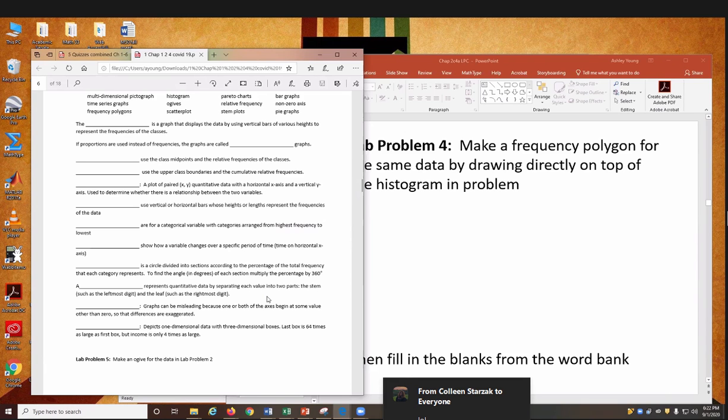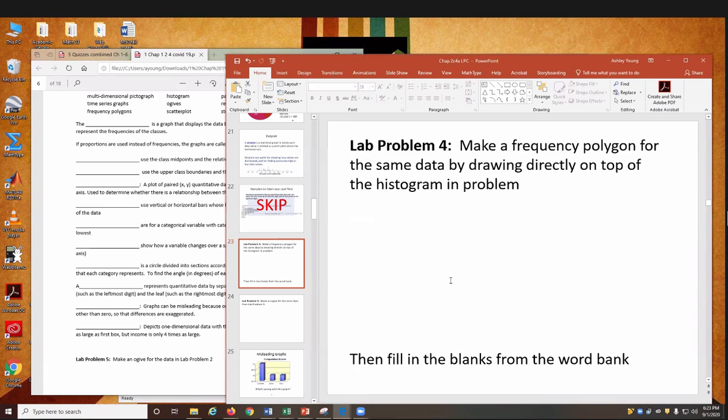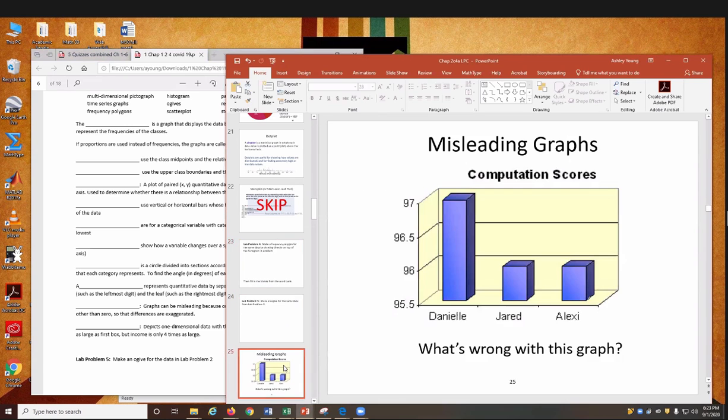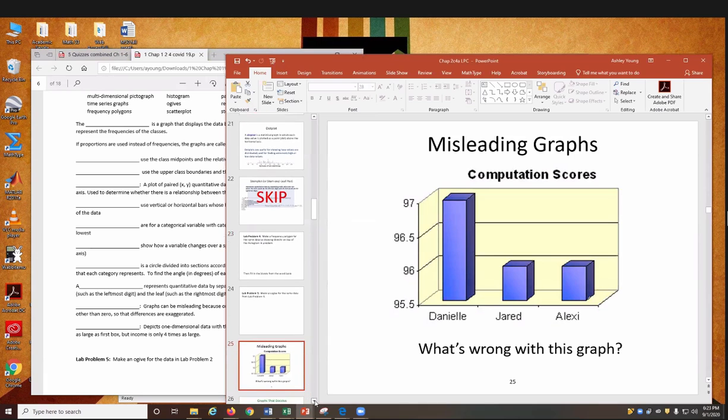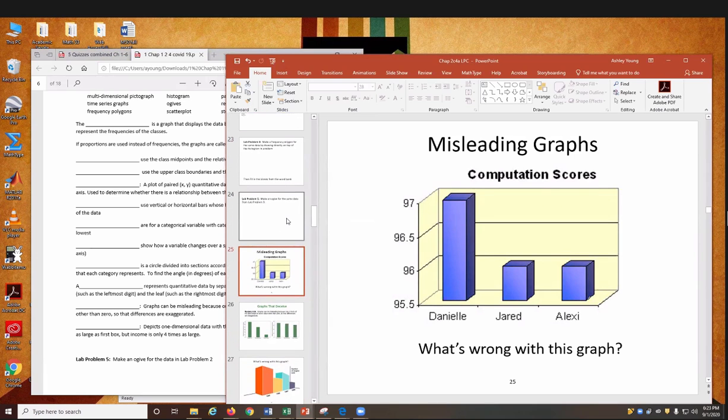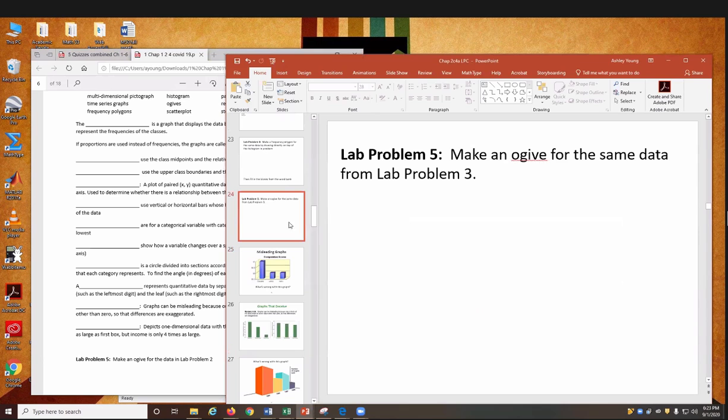Okay, great. And then lab problem five. Let's do that one together. We're going to make an ogive for the data in lab problem two. Actually, I'll let you guys do it on your own. So in your groups, go ahead and do that. Ogive for the data in lab problem two. So along the bottom, if I were doing it for, oh, did I not show you guys this part yet? I didn't show you these. Oh, no wonder you haven't. My bad. I'm so sorry.